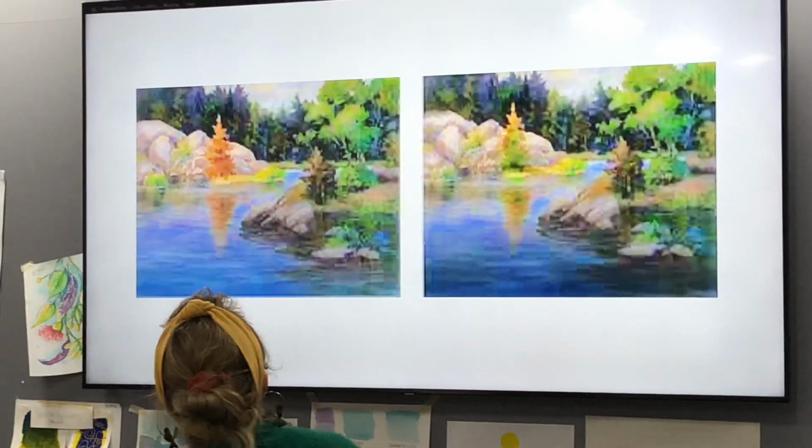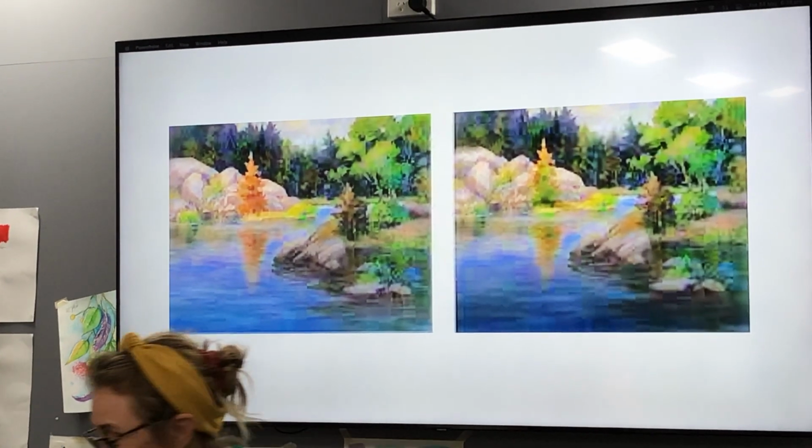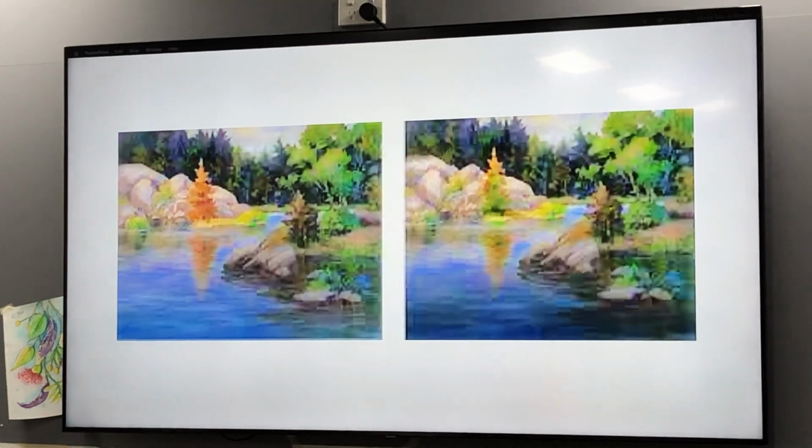This slide's a bit blurry, unfortunately, but you can get the concept of it just by looking at it. Well, I know, that's what I mean, painting can be blurry.